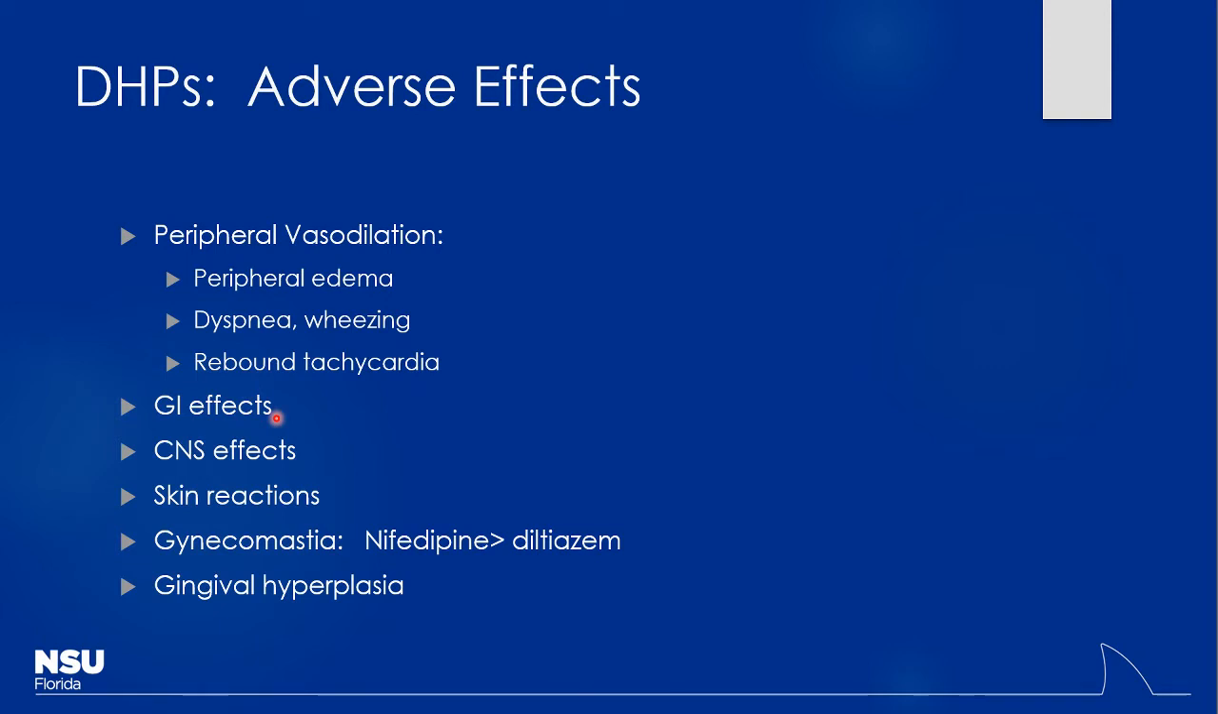Mentioned GI effects, you're going to see it being prominent here with constipation being a big thing. Similar CNS effects with that cerebral hypoperfusion can develop there. And then gynecomastia tends to be a little bit worse with something like nifedipine versus diltiazem, so that would be one thing to know. What other medication do we mention also causes gynecomastia? Yeah, spironolactone, right? So your aldosterone antagonist can do that potentially. Again.